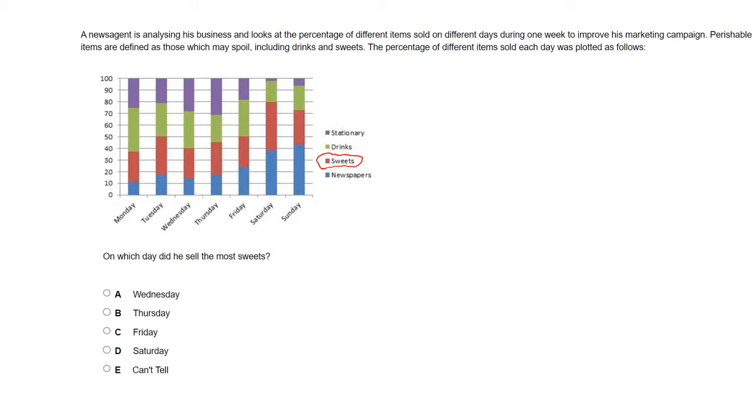So if we just put some numbers on that, just to make sense of it. Suppose he sold 100 items on Saturday, and we're saying, looking at the size of that maroon band, that's about 41%. So 41% of sweets. So that means he sold 41 sweets on Saturday.